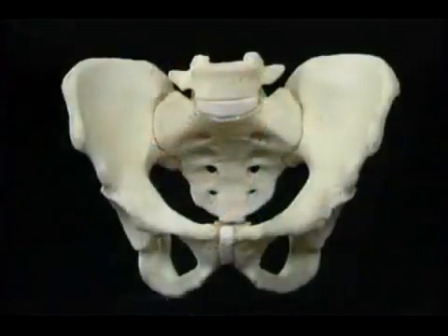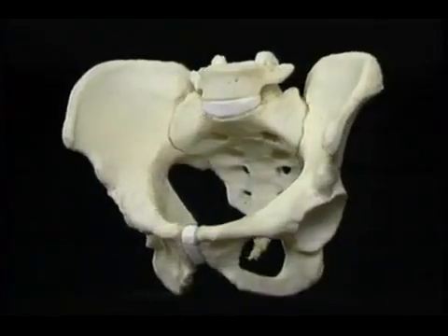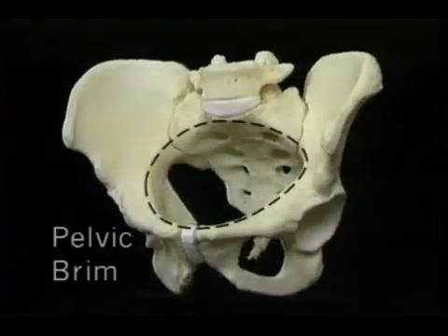We've already seen the upper parts of the bony pelvis. Now, we need to look at the parts of it that lie below the pelvic brim. Let's get oriented. Here's the bony pelvis, together with the fifth lumbar vertebra. Here's the pelvic brim.